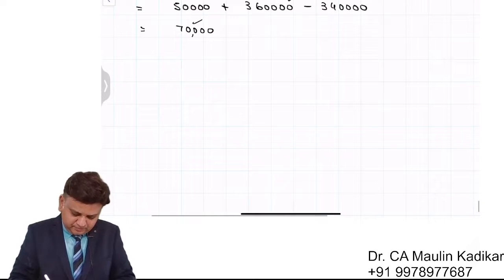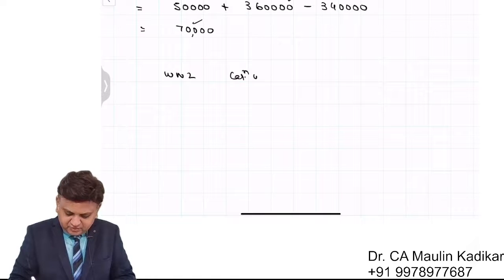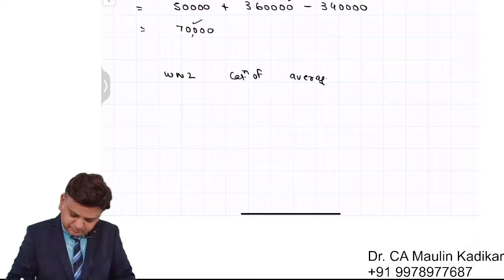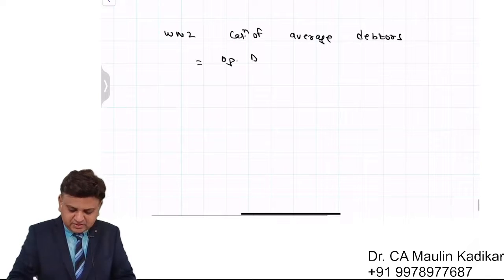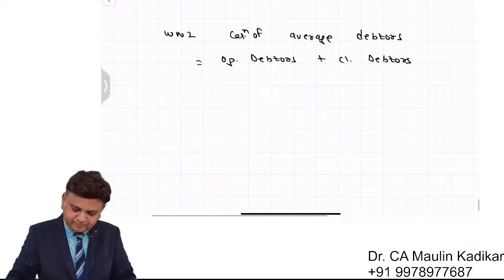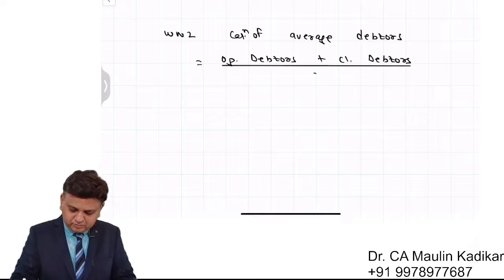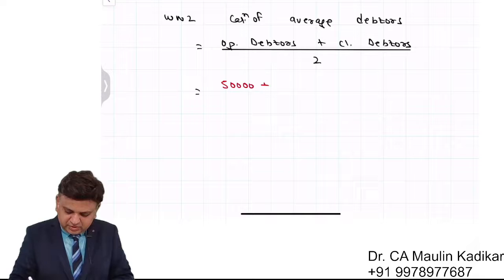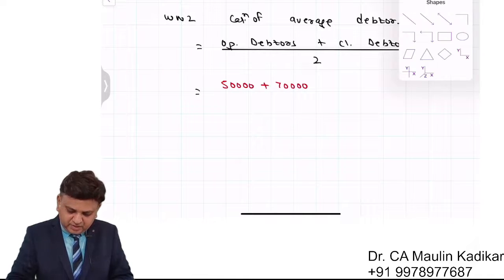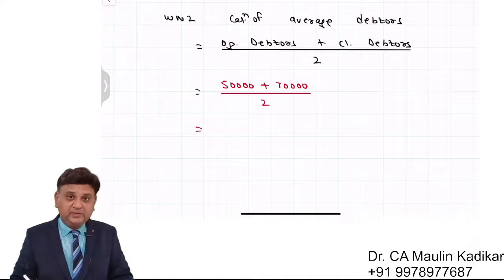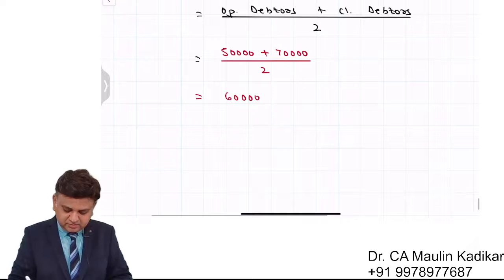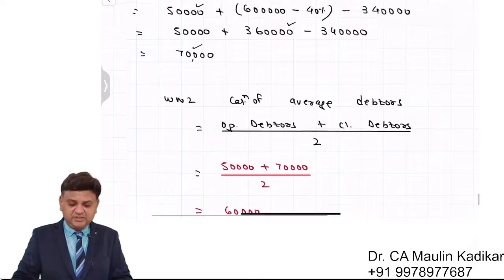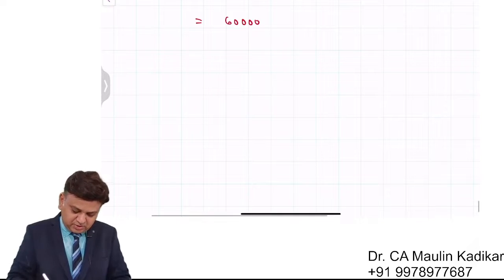So write down the answer, working note number 2, calculation of average debtors. It is opening debtors plus closing debtors divided by 2. Opening balance is 50,000, closing balance is 70,000, into 1 by 2. So 120 divided by 2, that comes to 60,000 rupees. Once we compute the average debtors, based on that we can compute the debtors turnover ratio.